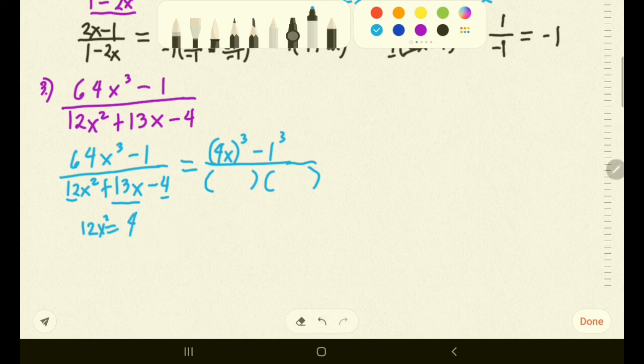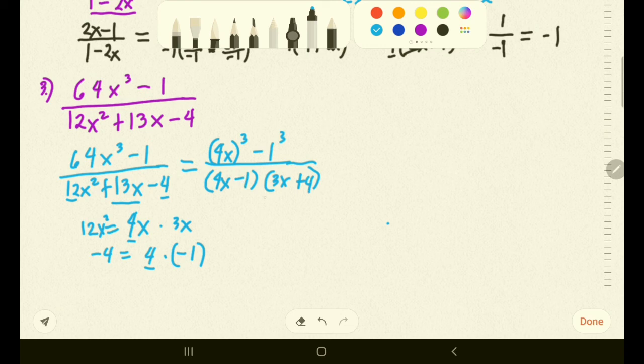How about this? 4x times 3x. And for negative 4, it would be positive 4 times negative 1. I guess we could get the answer. So you have 4x and then 3x. And for 4, we will partner this with 4 because that will resolve to 16. So here we're going to put 4, and then here negative 1.